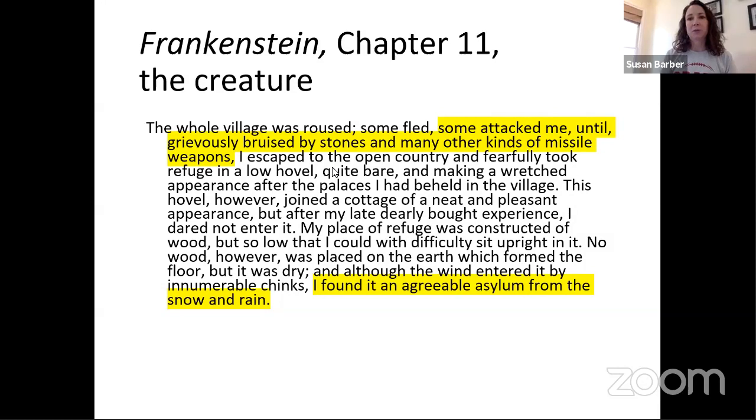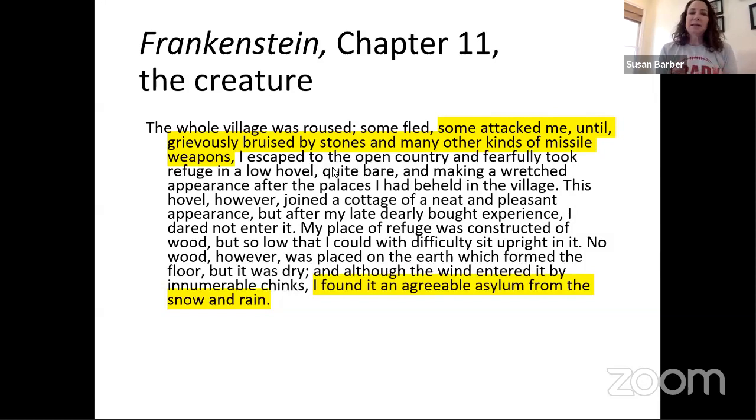So our first passage when we think about the creature is in chapter 11. It's just a sad part of the novel because the creature has been abandoned by Frankenstein, and he is out on his own. He comes to this village and the people attack him. You can see we have some of that highlighted. He is bruised by stones and other missile-type weapons. And then at the end of this passage, he talks about finding a place where he can take refuge from them. He has found this place, and it is dry, but the wind is still entering it. It has an earth floor, so it's a very primitive type of shelter.